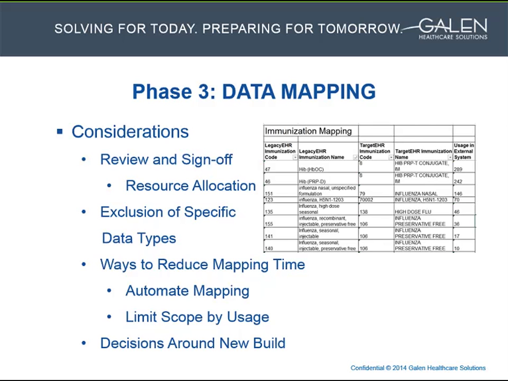We find that this most commonly occurs with imaging and lab results. The client will need to make a decision on whether to build equivalent matches or maybe decide not to convert those records at all. If creating new builds for these items is the answer, the client should also make sure they have resources available to help build the new records.